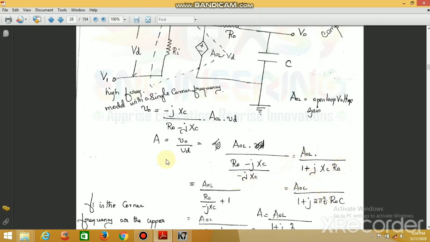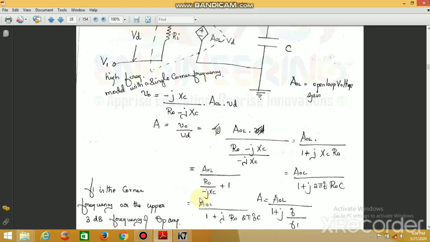Okay, so this particular equation can be rewritten as AOL divided by 1 plus jXc into R naught, where j represents the imaginary part. So after rewriting this equation, we will be getting AOL divided by R naught divided by minus jXc. When the complex value j comes over to the denominator, it will be substituted in the negative part. So we will be getting A is equal to AOL divided by R naught minus jXc plus 1.